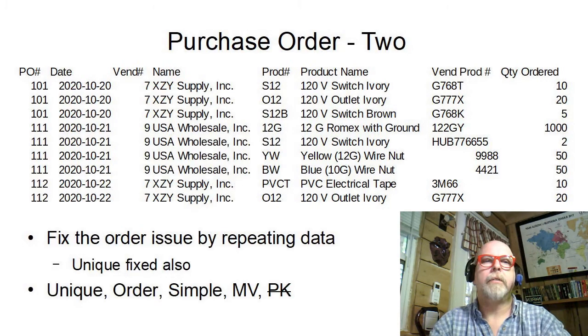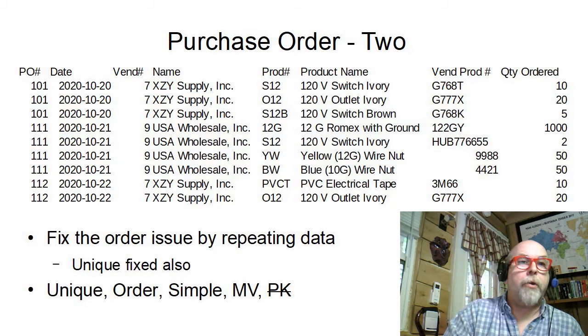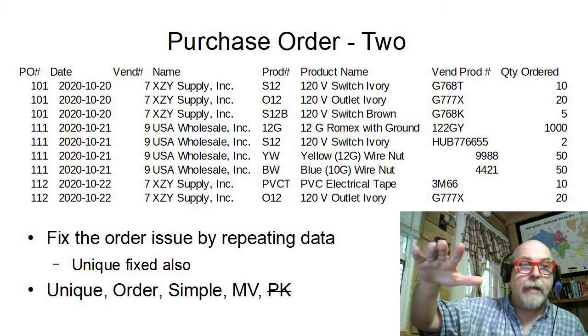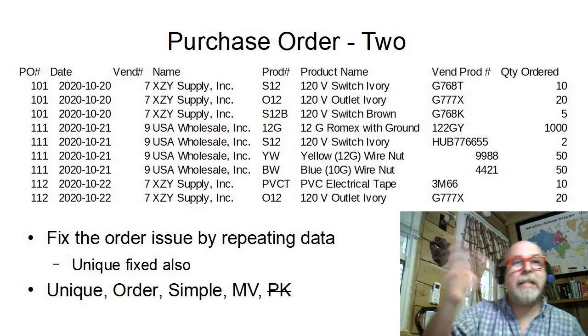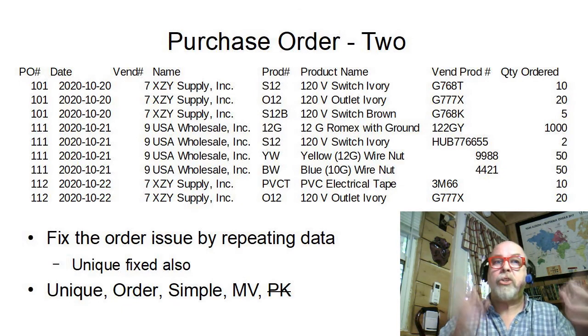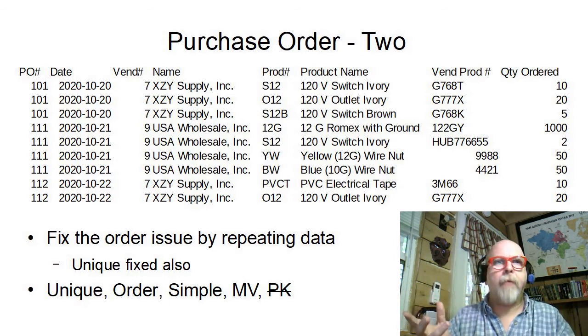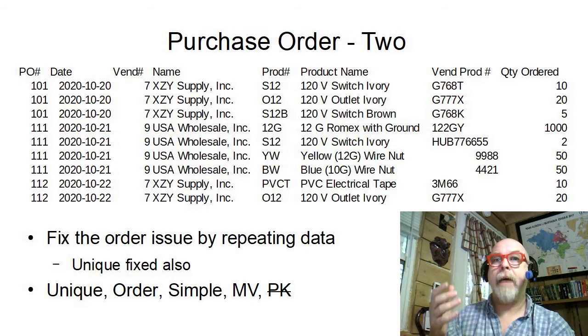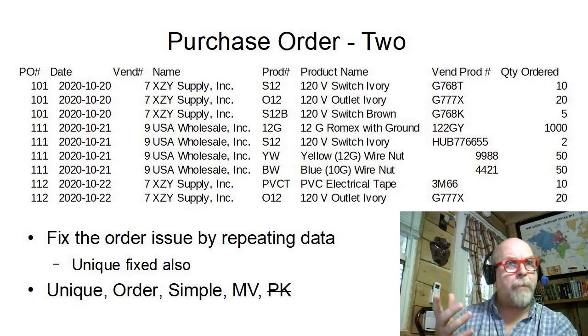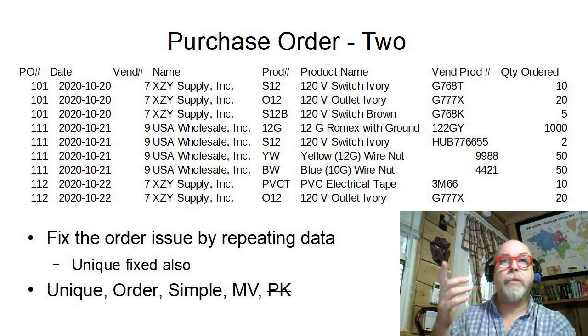Let's start fixing them. To fix the order problem, I just repeat the purchase order information for every line, fill in all the blank information, and now if I were to shuffle it and then try to sort it, I'd be right back to where I was, wouldn't I? So now I've fixed the order problem. And I've also fixed the unique problem because now each row is unique. Excellent. So I've got unique, order, simple, multi-value.